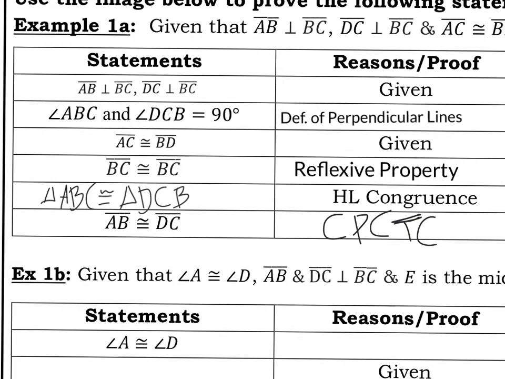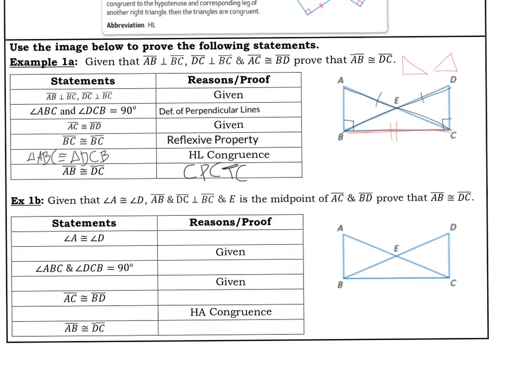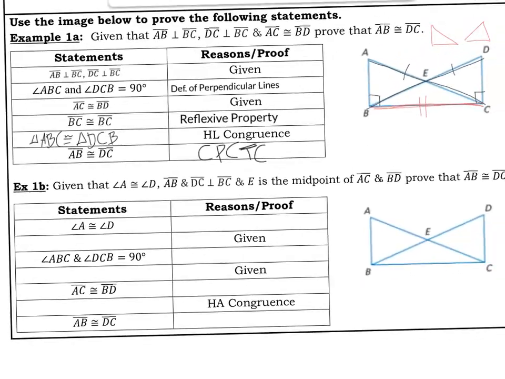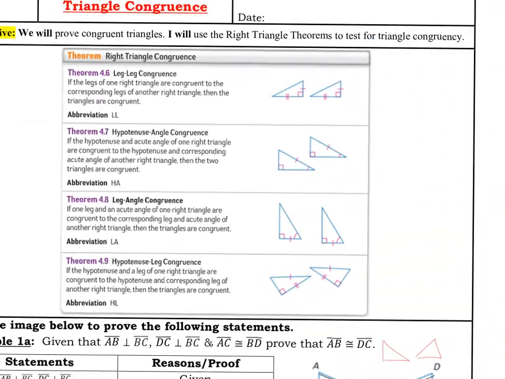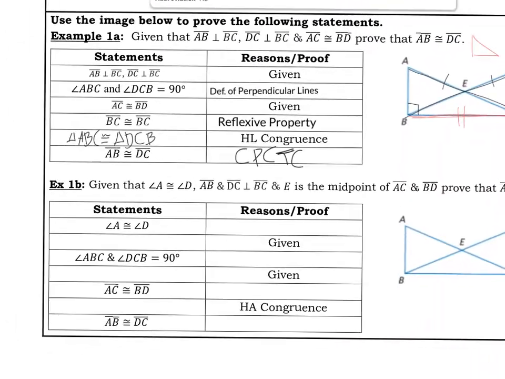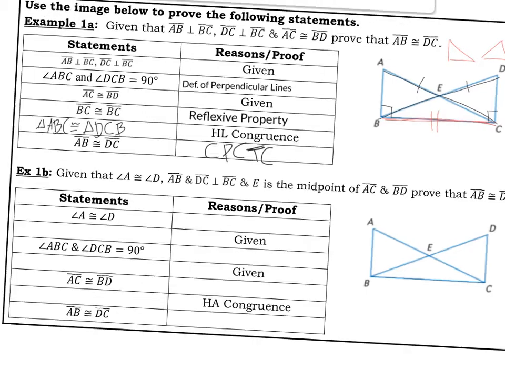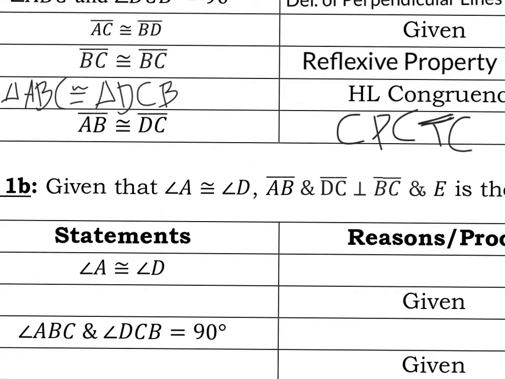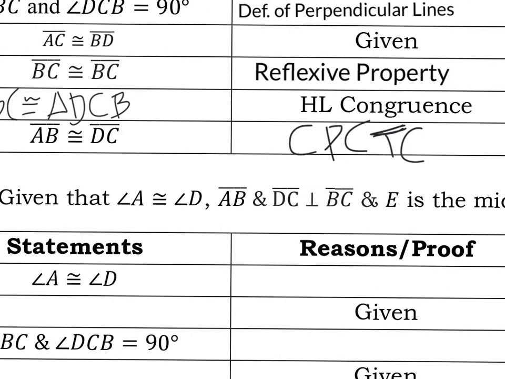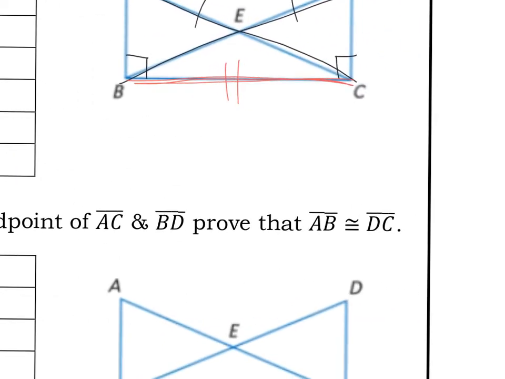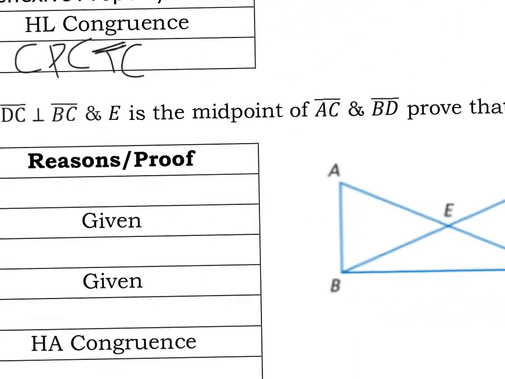Now I have a similar proof, but I'll use a different property. I'm going to use the HA congruence, the hypotenuse angle congruence. You'll notice I gave you a little bit different information as well. Same figure, but different given information. It says, given that angle A is congruent to angle D, and AB and DC are perpendicular to BC, and E is the midpoint of AC and BD, prove that AB is congruent to DC.